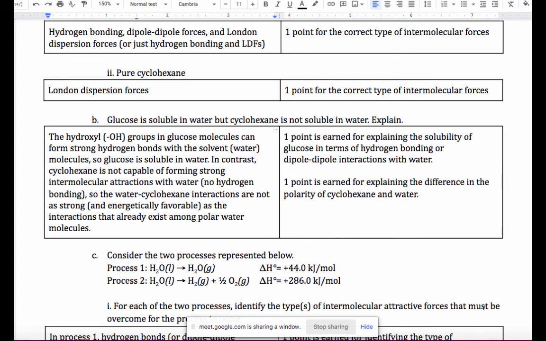For glucose, the OH groups can form strong hydrogen bonds with water, so glucose is soluble in water. If all you said was that glucose can hydrogen bond with water, that's an acceptable answer as well. However, cyclohexane cannot form strong attractions with water because it only exhibits dispersion forces, so it's not as likely to be soluble in water. The way that was scored, 1 point for talking about glucose, 1 point for talking about cyclohexane. So it's really important that you talk about every topic covered in the question.